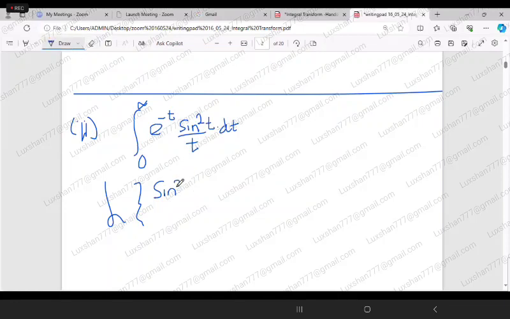Sin squared t over t. Then once you find this value, if you put s equal to 1, because instead of s you have minus t, then you can get the answer easily.